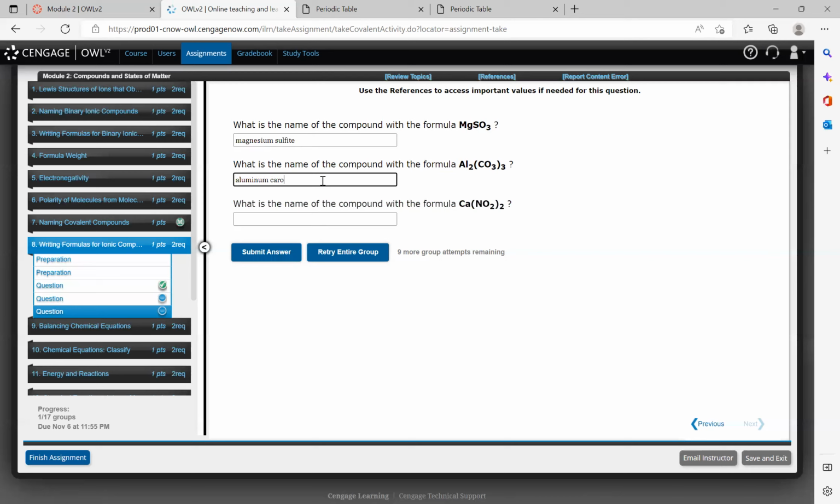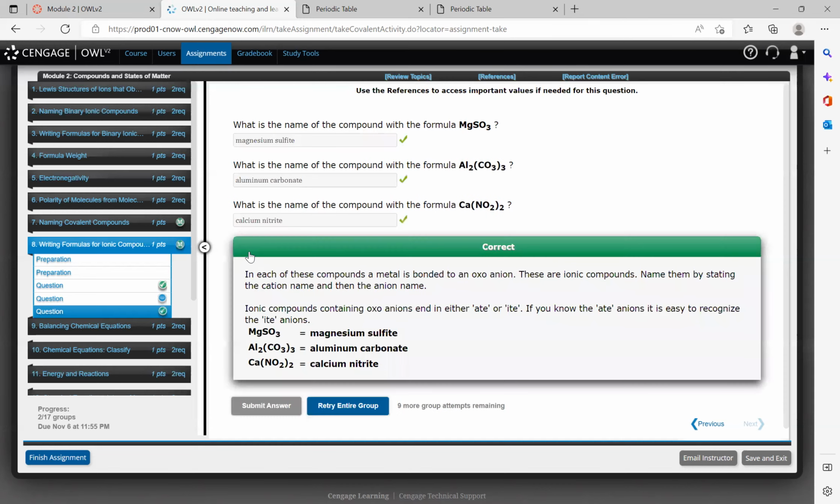All right, Al is aluminum. And then CO3 is carbonate. So that's all we have to write. We don't care about the charges at this moment in time. All right, and then we have calcium for Ca, and then NO2 is nitrite. Go ahead and answer that, and we're good to go.